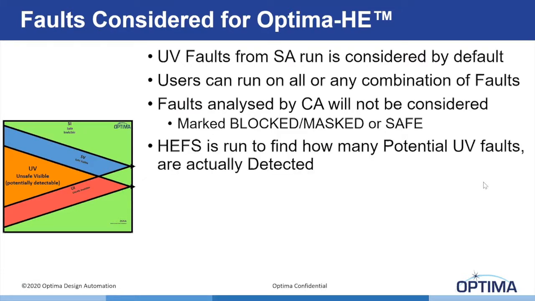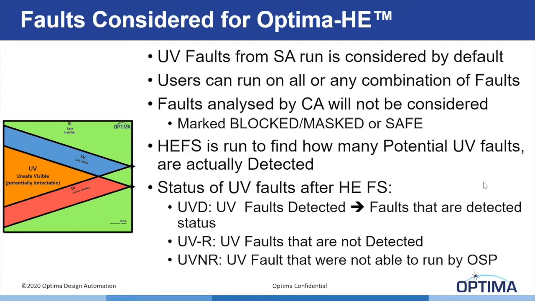So HEFS is run to find how many potential UV faults are actually detected. Whatever static analysis finds is only potentially detectable. So you need to run fault simulation to actually determine that a fault can be detected at the detection point. The status of UV faults after HEFS is UVD, which are faults detected; UVR, which are not detected, that's why they are residual; and VNR, these are the faults that are not run by the OSP for some reasons.